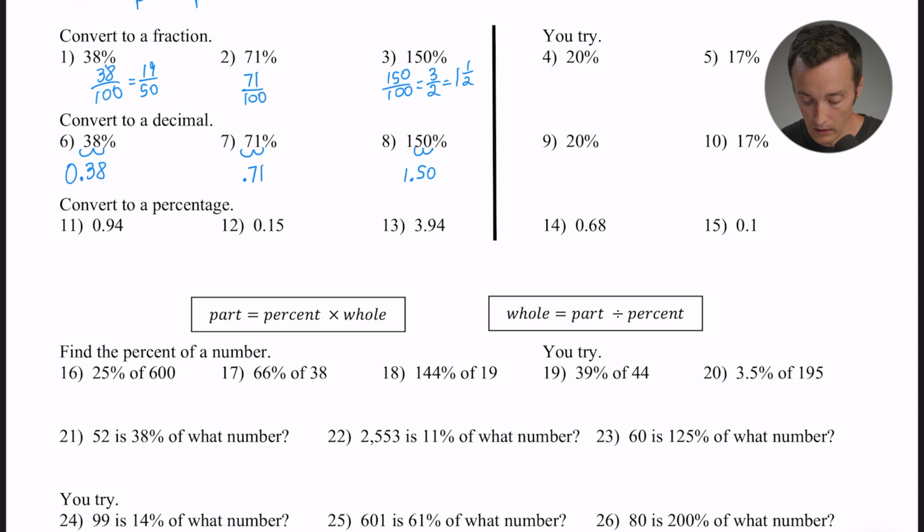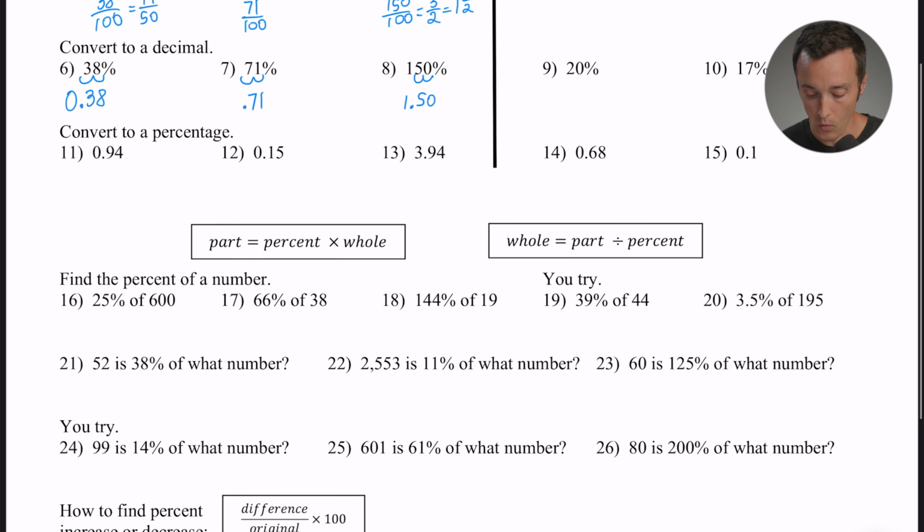Okay, and then let's take a look at ones like this where they give you the decimal and they want you to convert it to a percentage. Well, this is just doing the same type of problem but backwards, right? So if they give you the decimal, just move the decimal point 2 places to the right and you'll have it as a percentage. So 0.94 turns into 94%. Okay, 0.15 turns into 15%.